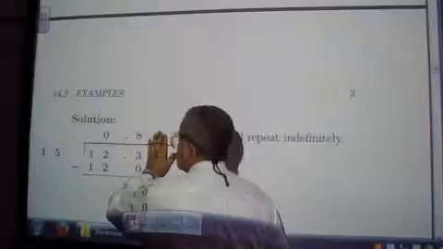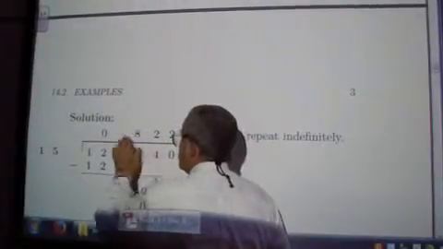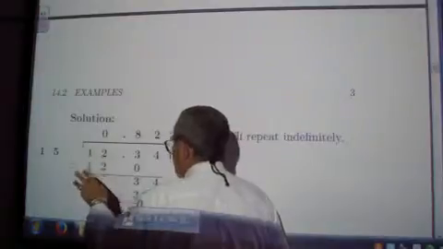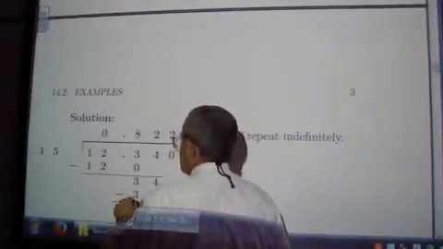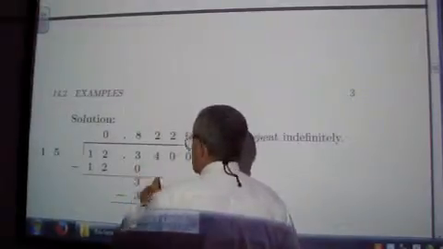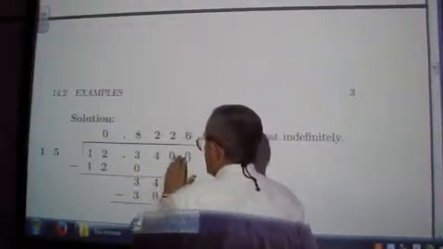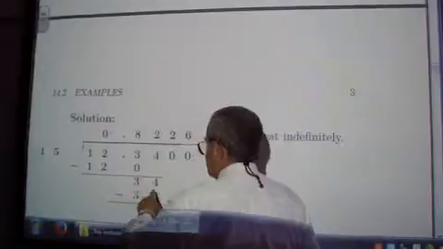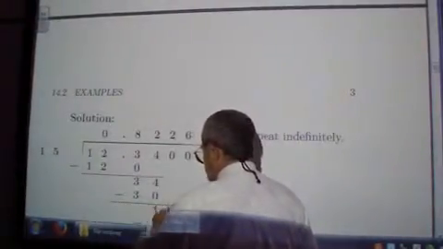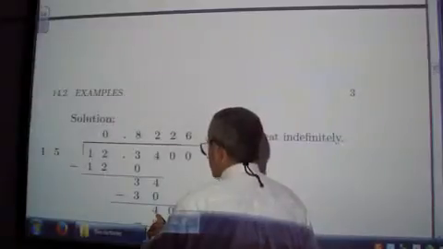About 8 times. 8 times 15, 8 times 5 is 40, carry 4. 8 times 1 is 8, and 4 is 12. So subtract 120, that gives you a 3. Take down the next digit, 4. What do you multiply 15 by to get 34? 2. 2 times 15 is 30, which you subtract, that gives you a 4 here.